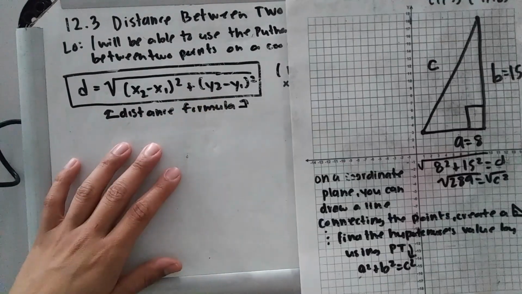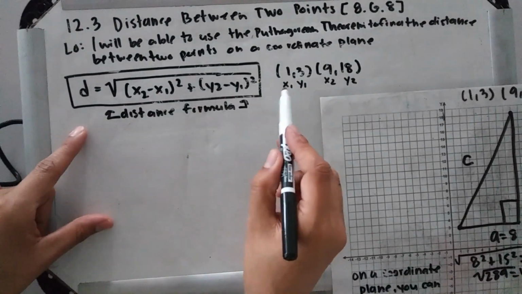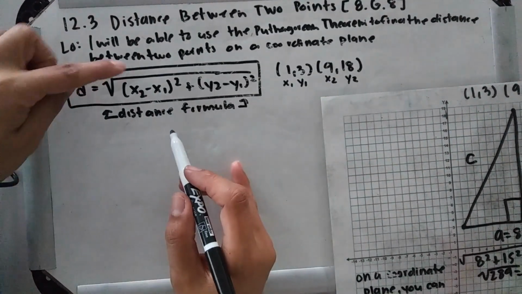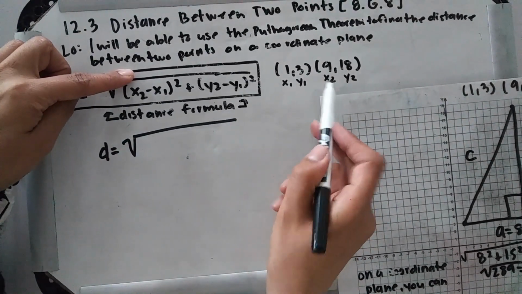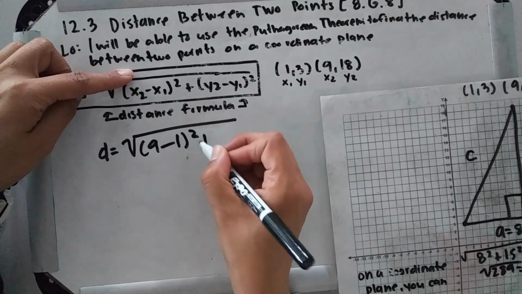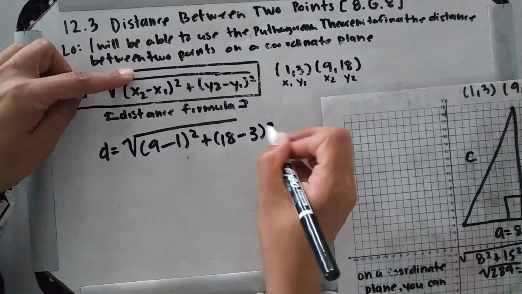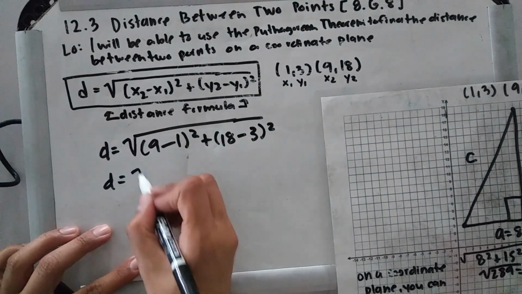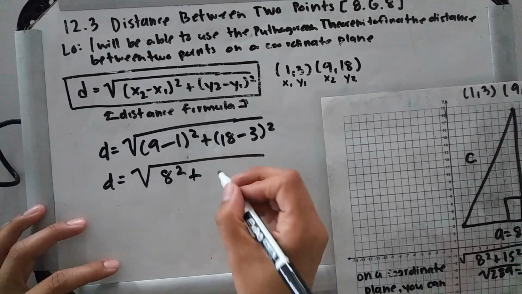So let's work on this one so you can see how you get the same answer. So I'm gonna call that x1, y1, x2, y2. So I'm gonna do distance equals square root of, what's x2? 9. What's x1? 1. Square that. Plus y2 is 18, and y1 is 3. I'm gonna square that. So then I have distance equals square root of 9 minus 1 is 8. 8 squared plus 18 minus 3 is 15.